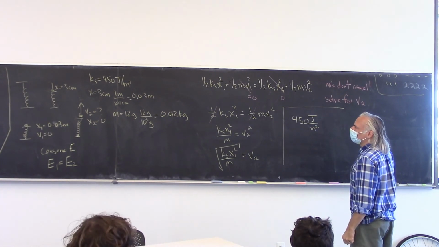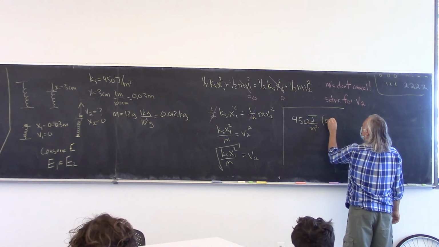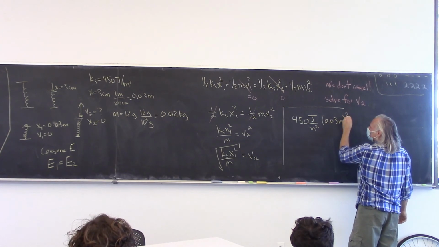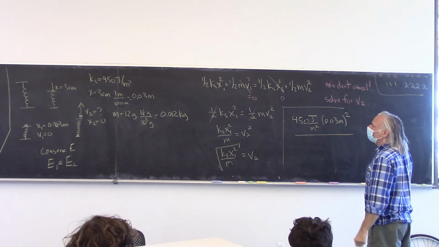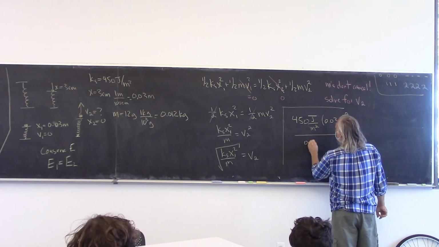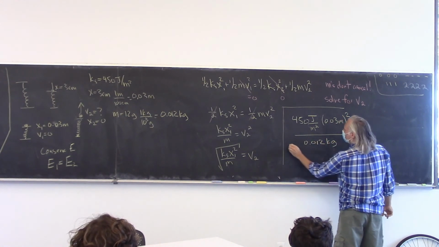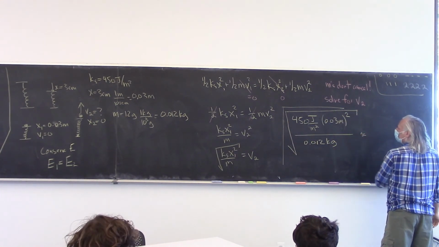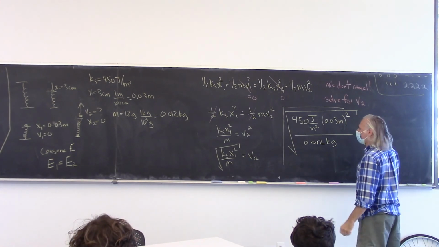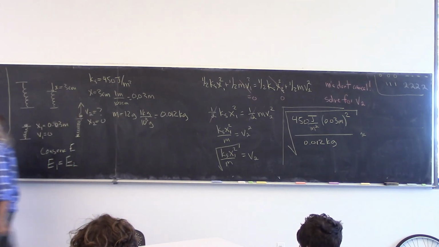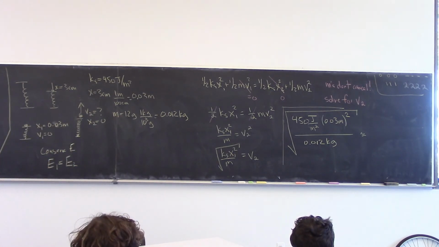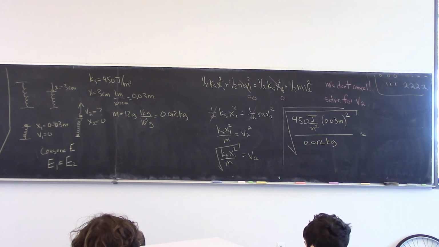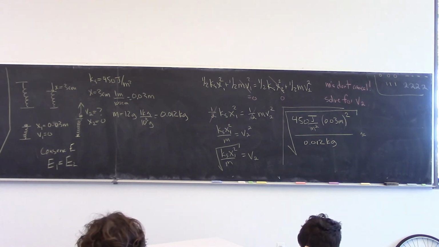x1 is 0.03 meters squared. m is 1.312 kilograms. And I got 1.83. Oh, I think I made a mistake when I did this. Is that 5.8? That sounds better.